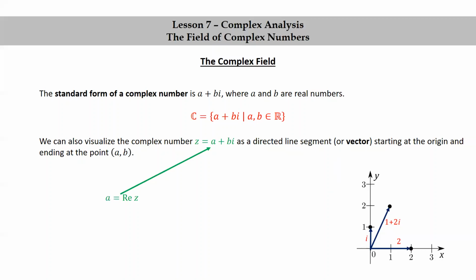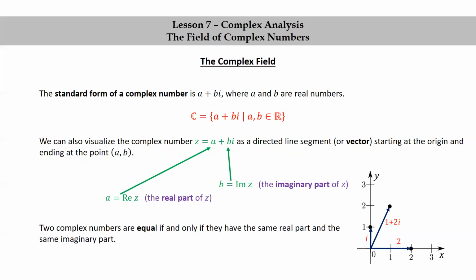In the complex number z equals a plus bi, a can be written as Re(z) for the real part of z, and b can be written as Im(z) for the imaginary part of z. Two complex numbers are equal if and only if they have the same real part and the same imaginary part. Symbolically, a plus bi is equal to c plus di if and only if a equals c and b equals d.